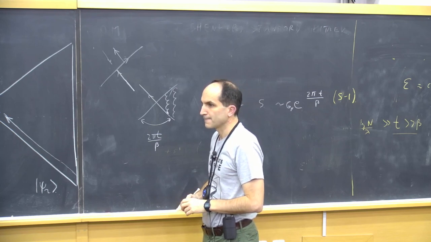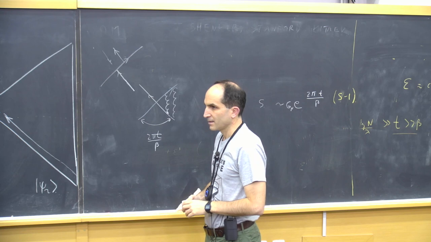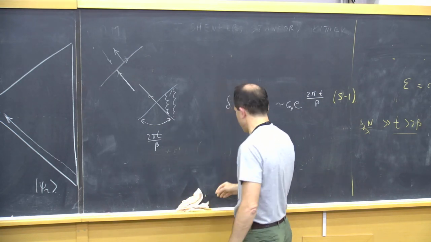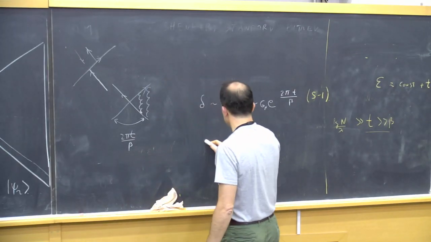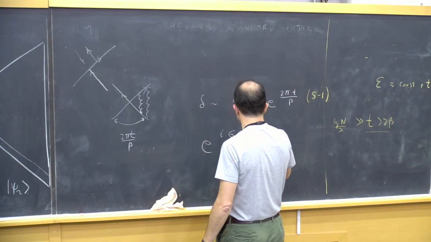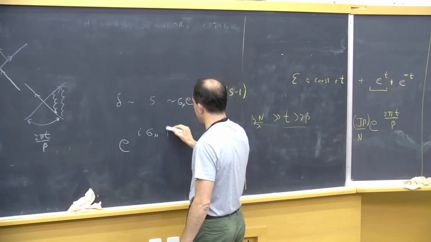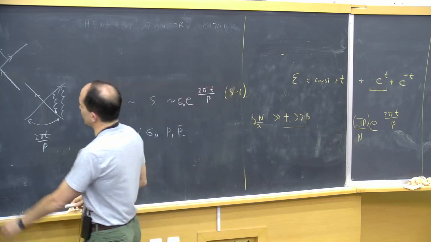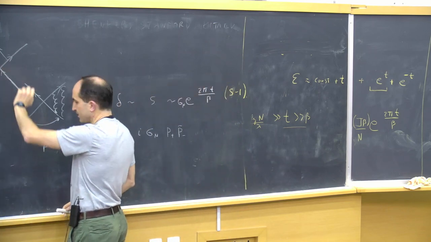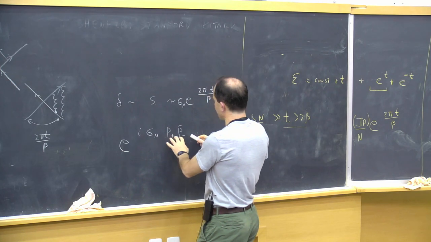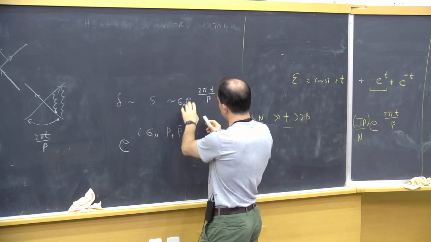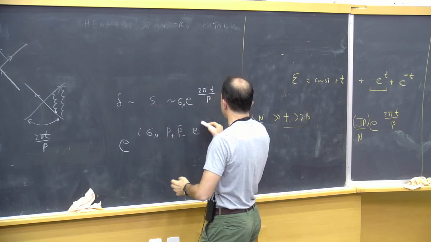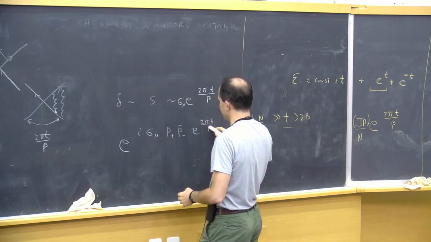Like exponential of minus exponential? Yes, yes. This three-level amplitude exponentiates. And, well, you get something of the form G Newton times, let's say, P plus and P minus tilde, which are the plus and minus momenta of these two particles. For late times, there is a relative factor between these two of e to the 2 pi t over beta, right?